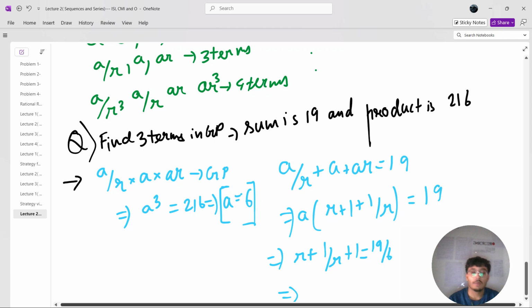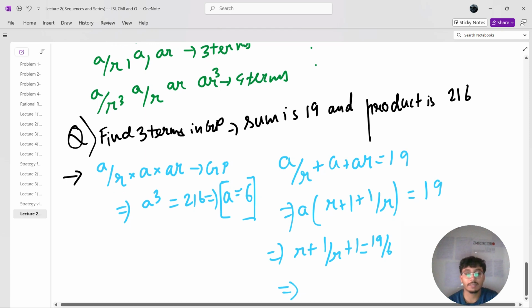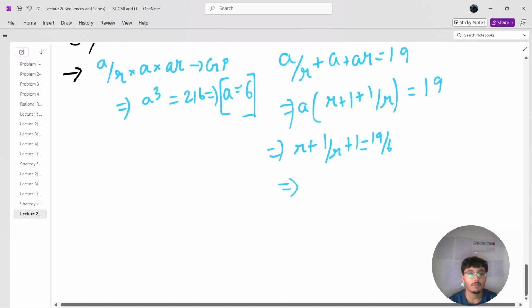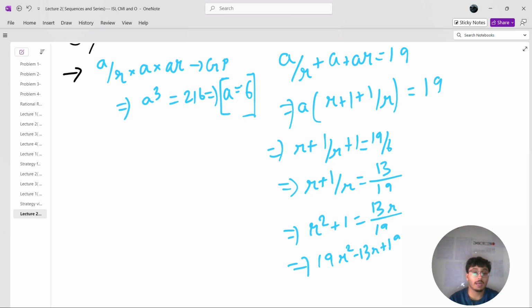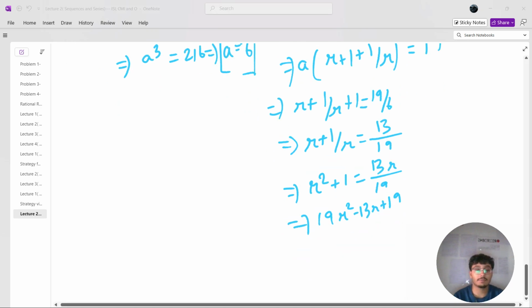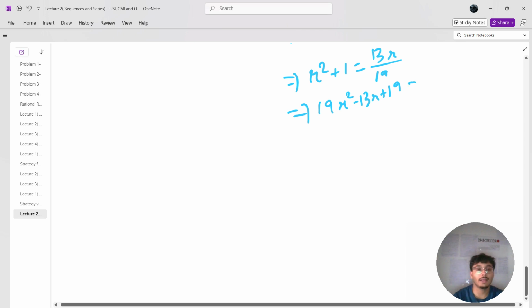If I take the 1 to the other side and subtract it, what will I be left with? r plus 1 by r is basically 13 by 6. Now this is a quadratic equation. So it is basically r square plus 1 equals 13r by 6. So then it comes as 6r square minus 13r plus 6 equals 0. So again we are left with middle term factorization.